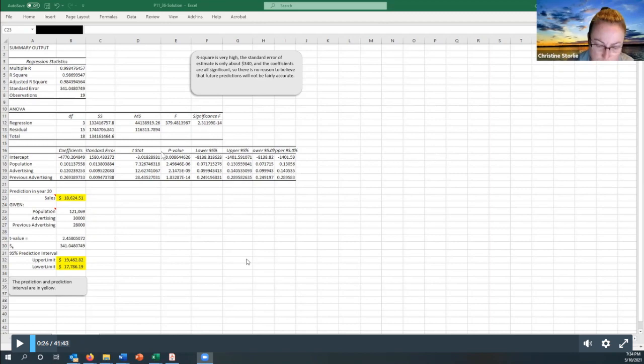Right, so they just did their analysis of all those: population, advertising, previous advertising. Yeah, it's the same. We did this problem already. Now the prediction in year 20 is going to be interesting. Standard error is this. R square is high. Coefficients are significant. So those are the reasons. All the same things we've been looking at this whole time.